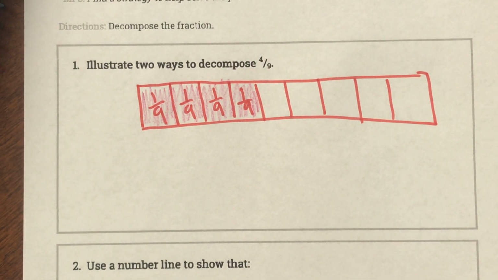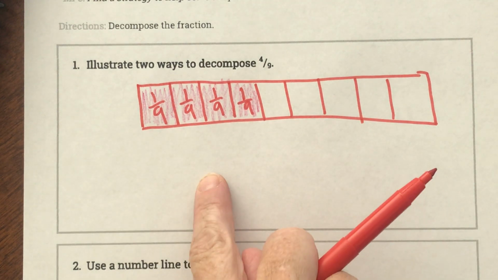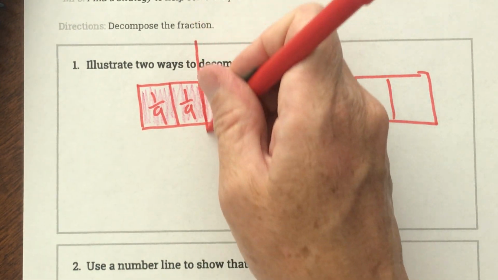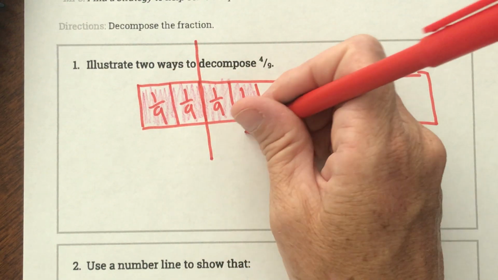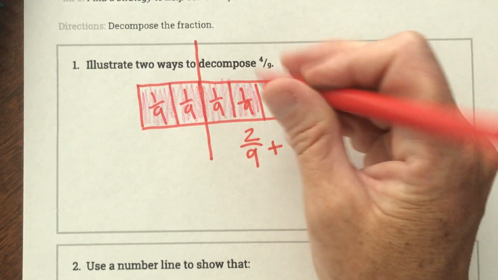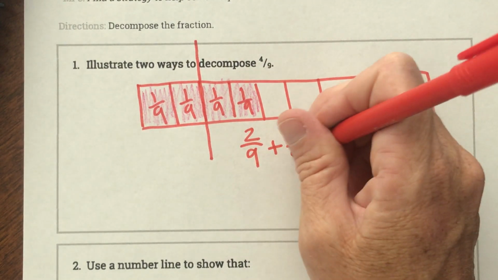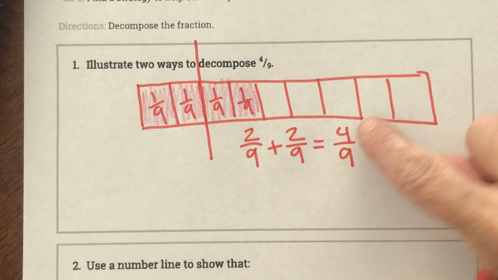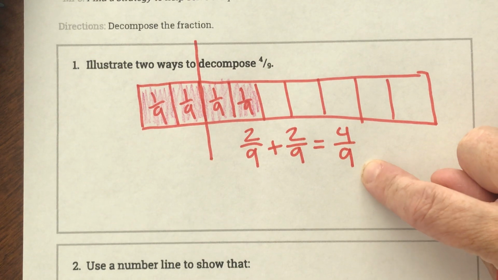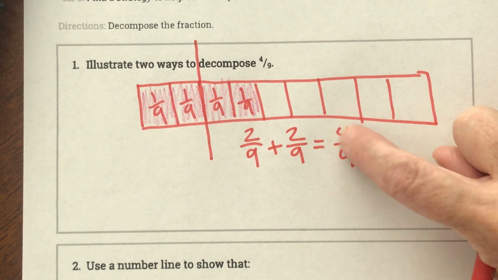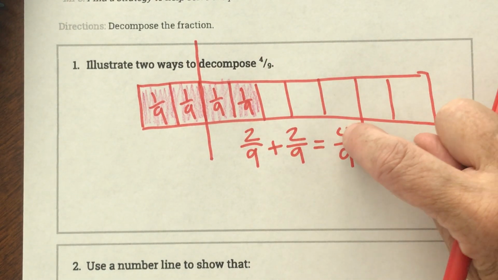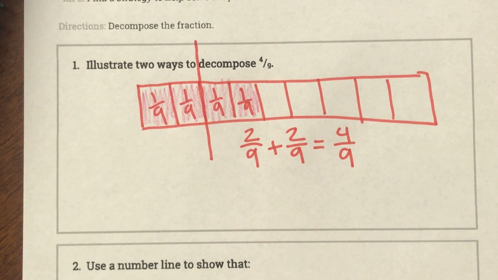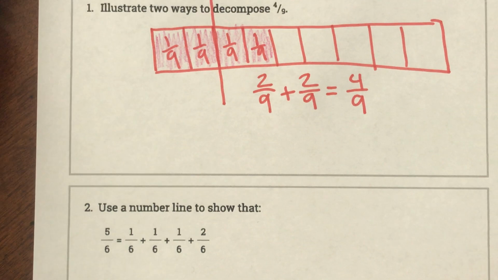So one way that I could decompose this 4/9 is I could break it right here. So I could say I have those 2/9 plus I have these 2/9, and that equals 4/9. So again, my denominator of 9 stayed the same, but my numerator of 4, I decomposed or broke it up into 2 plus 2.